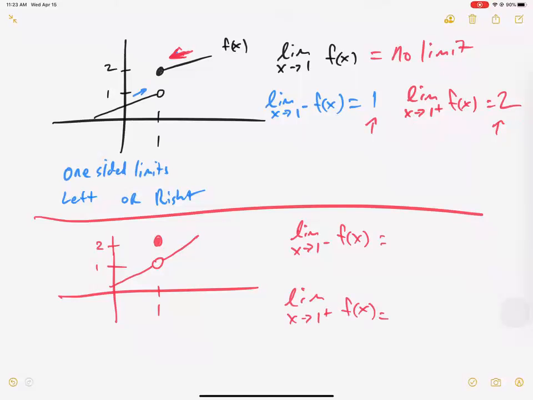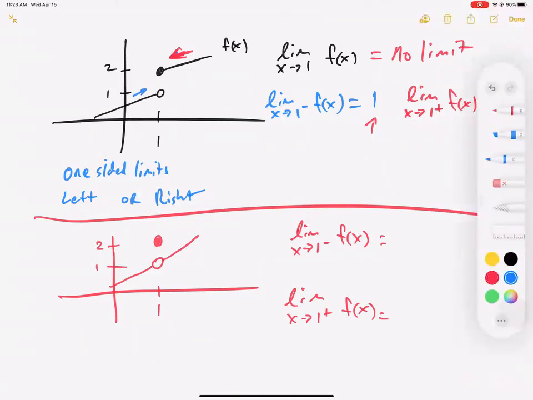Well, aren't they both 1? Yeah, they're both 1 here. If I look at my left side, we're approaching... they're both going to be 1. 1 and 1. Now they agree. And the point about limits is, what should it look like?